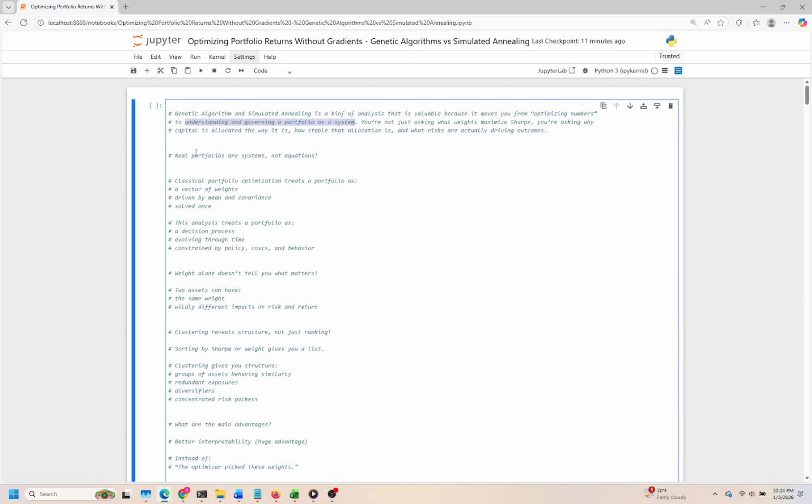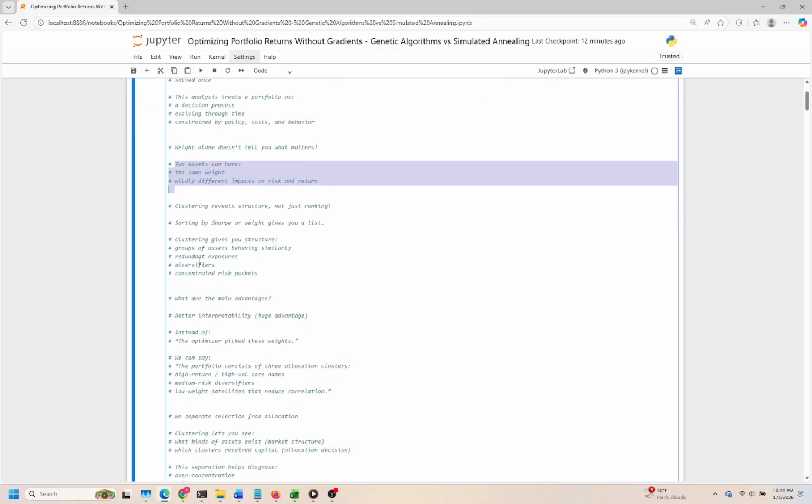We start by contrasting traditional portfolio optimization, which often views a portfolio merely as a vector defined by weights influenced by mean returns and covariances, with our innovative approach that treats a portfolio as a dynamic decision-making process. This process evolves over time, constrained by factors such as policies, costs, and behavioral considerations. It becomes clear that looking solely at weight distributions doesn't provide the full picture. Two assets might hold the same weight, yet can carry significantly different implications for risk and return.